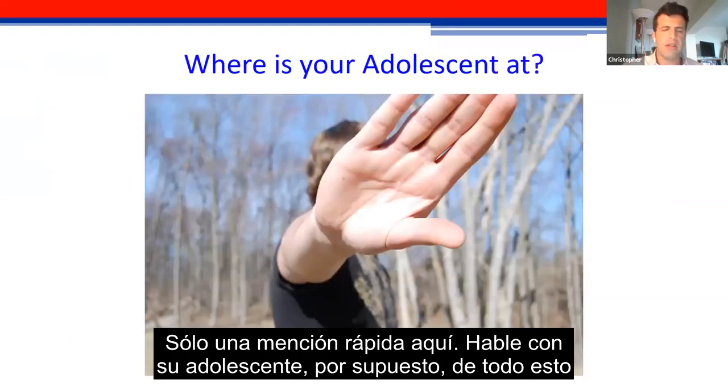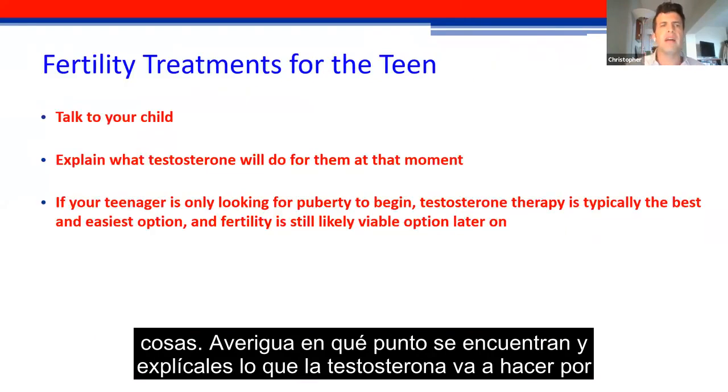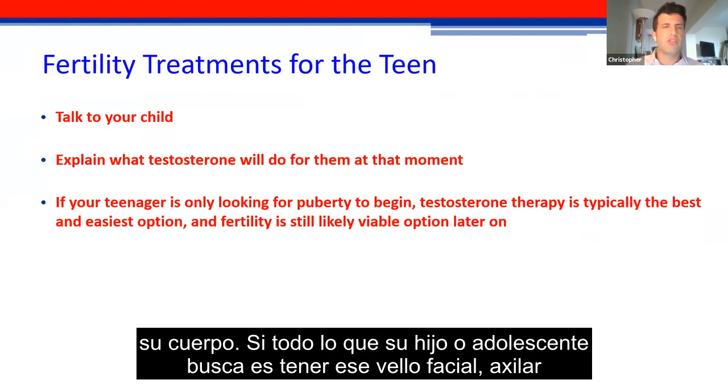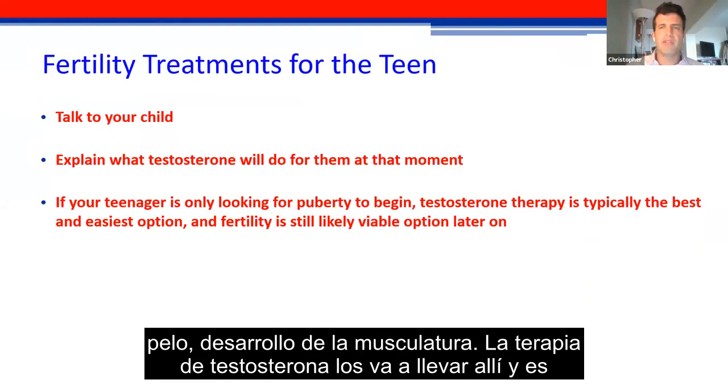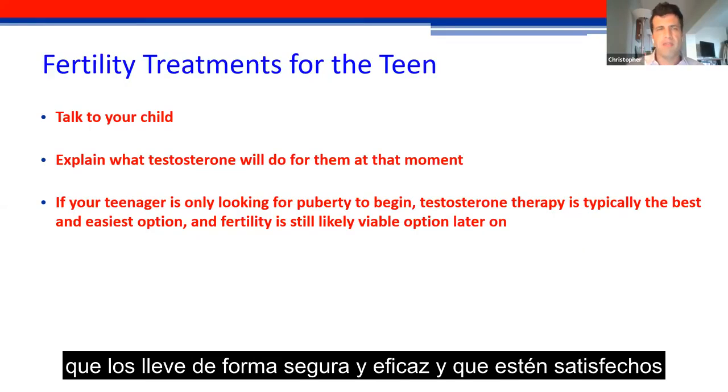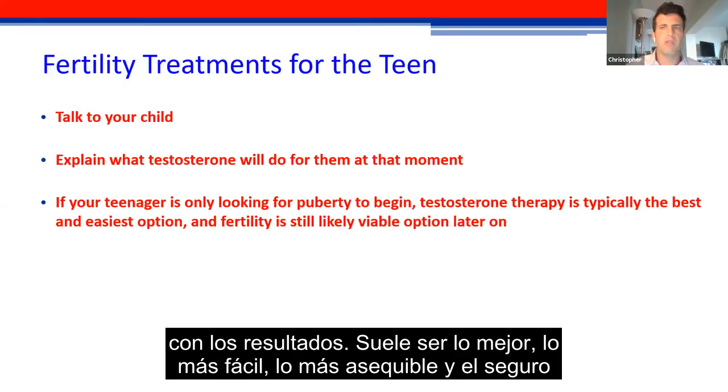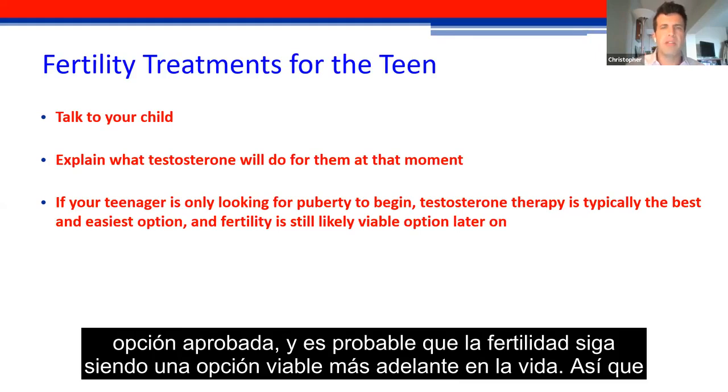So just a quick mention here, talk to your adolescent, of course, about all of these things. Find out where they're at and explain to them what testosterone is going to do for their body. If all your child or teenager is looking to have is that facial hair, armpit hair, musculature development, testosterone therapy is going to get them there, and it's going to get them there safely and effectively, and they're going to be satisfied with the results. It's usually the best, easiest, most affordable, and insurance-approved option, and fertility is still likely a viable option later on in life.